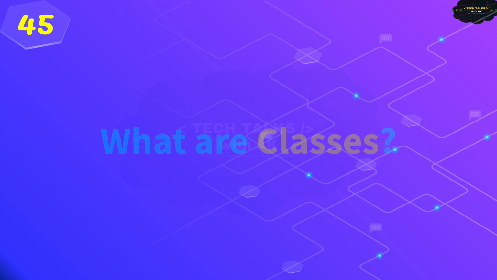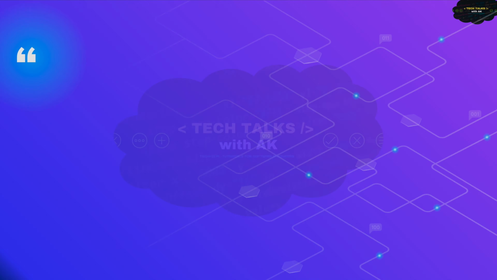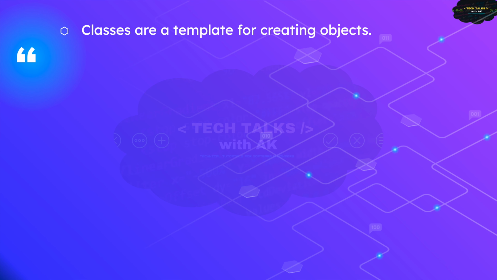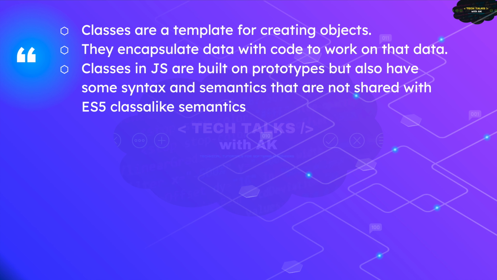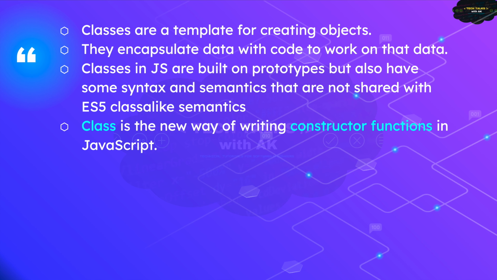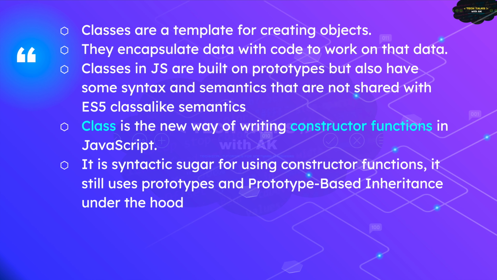Our next question is what are classes in JavaScript? And the answer is classes are a template for creating objects. They encapsulate data with code to work on that data. Classes in JavaScript are built on prototypes but also have some syntax and semantics that are not shared with ES5 class-like semantics. Class is the new way of writing constructor functions in JavaScript. It is syntactic sugar for using constructor functions. It still uses prototypes and prototype-based inheritance under the hood.